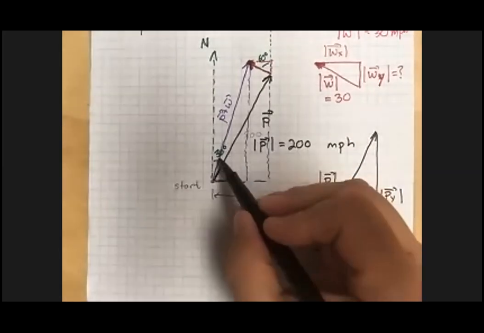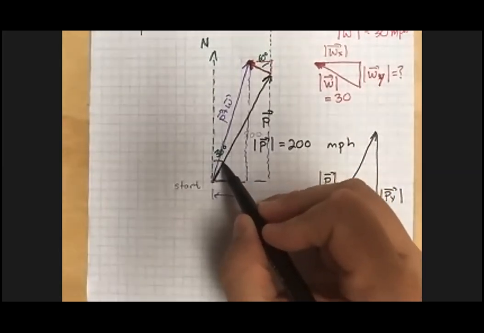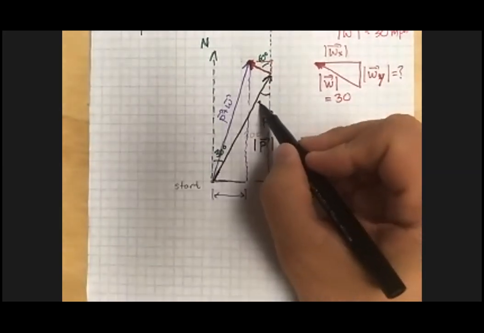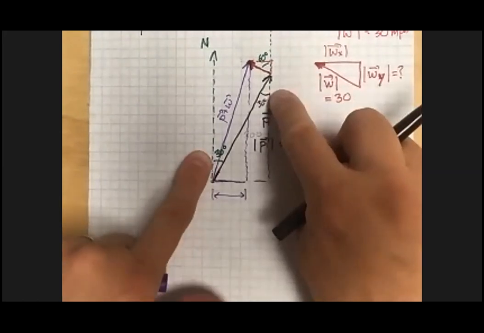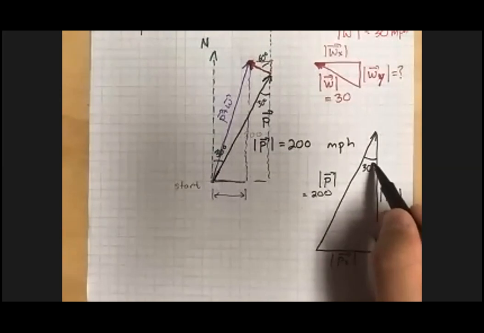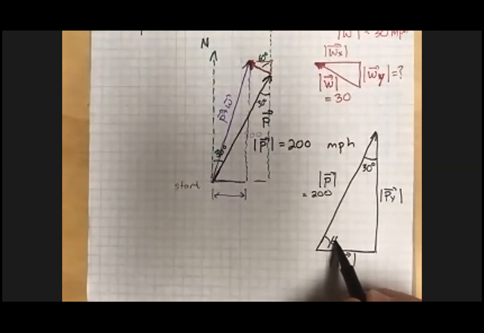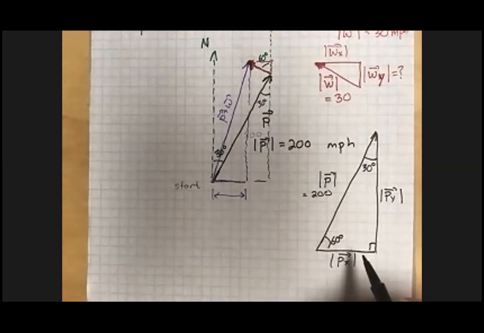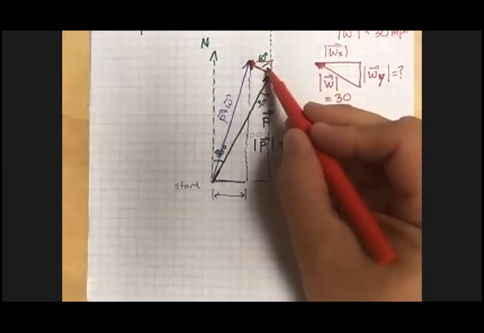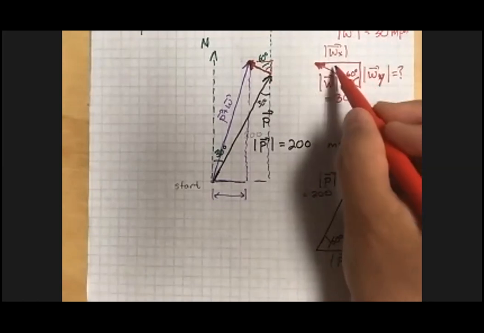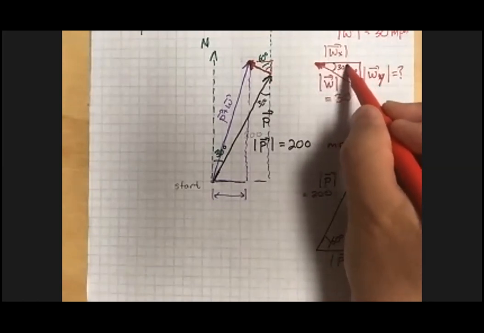For the plane, this is 30 degrees from the vertical, but that also means that this angle is 30 degrees because these are matching angles here. So this is a 30 degree, 60 degree, 90-degree right triangle. I also get the same thing here. This angle is 60 degrees, and this angle is 30 degrees.